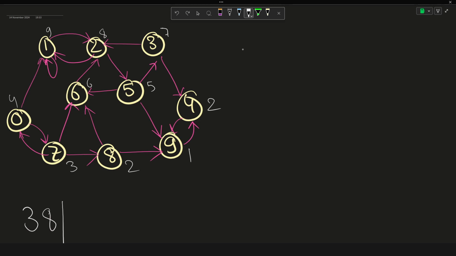So the total number of coins we would have been collecting in this case would be 4 plus 3 plus 2 plus whatever number of coins was present in this component. So it was 9 plus 8 plus 7 plus 6 plus 5.